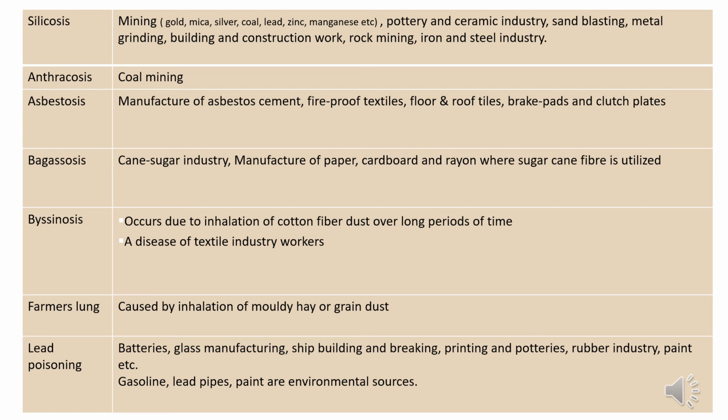Lead poisoning develops in workers who work with batteries, or in manufacturing or repair of batteries, in glass manufacturing, shipbuilding and breaking, printing and potteries, rubber industry, paint, etc. Also, the exposure to gasoline or lead pipes or paint are environmental sources of the lead poisoning.